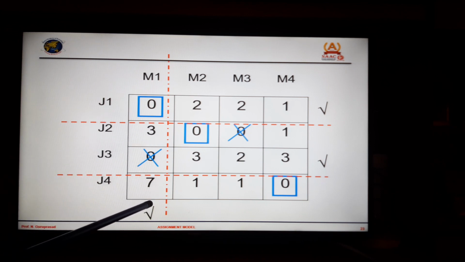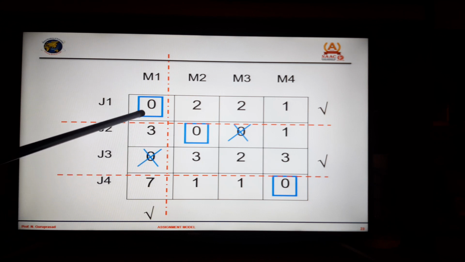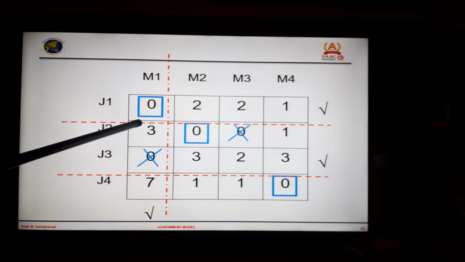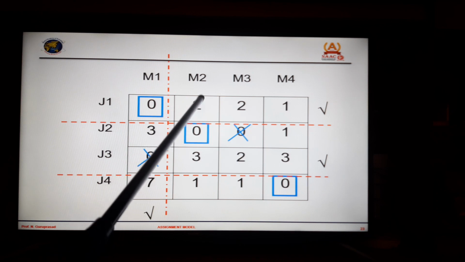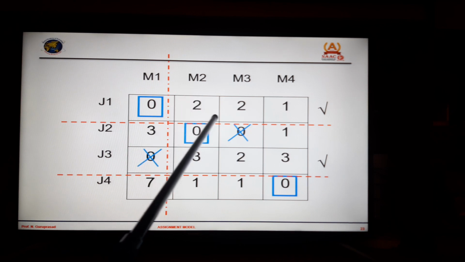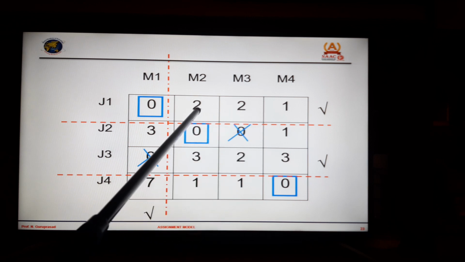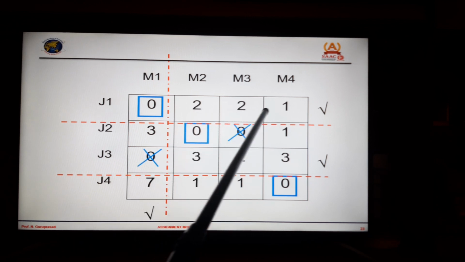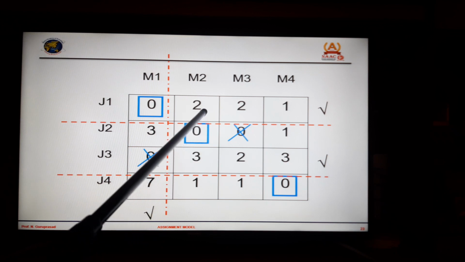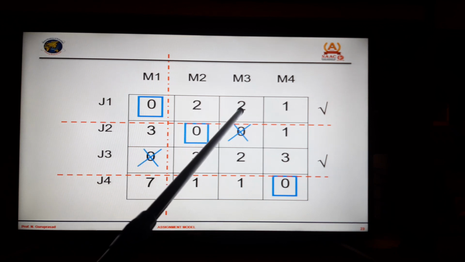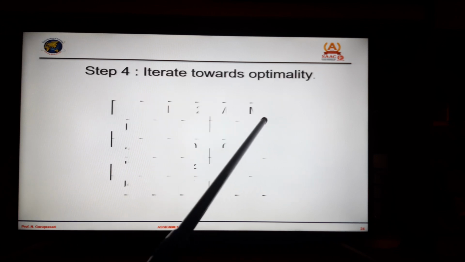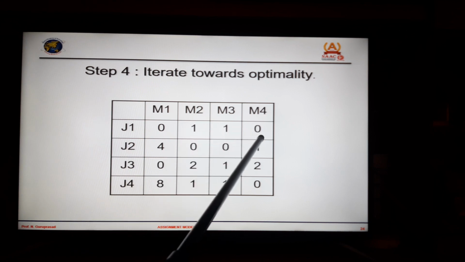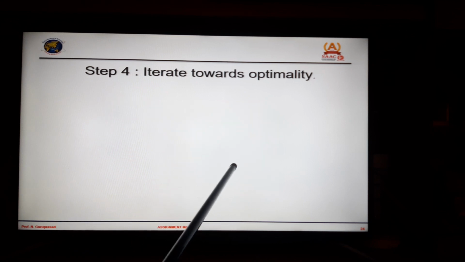two lines, next is to subtract this theta from all elements where a line is not passing. Subtract theta from all elements where a line is not passing. See here, now this element, you do not have any red line here. So subtract theta, that is, subtract 1 from here, 1 from here, 1 from here, 1 from here, 1 from here, 1 from here. So what happens? 2 minus 1 is 1, 2 minus 1 is 1, 1 minus 1 is 0. So this will be 1, 1, 0. Check it out, 1, 1, 0. Similarly, you get this 2, 1, 2.